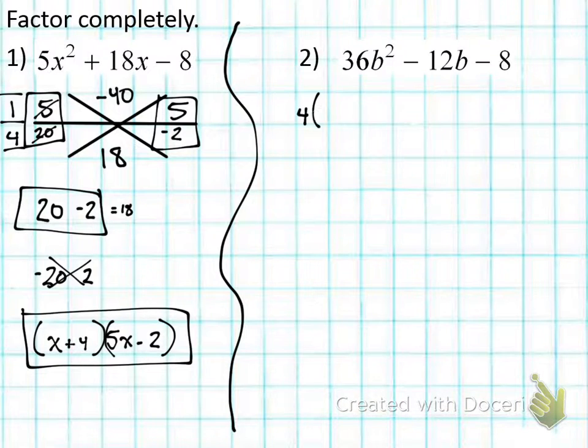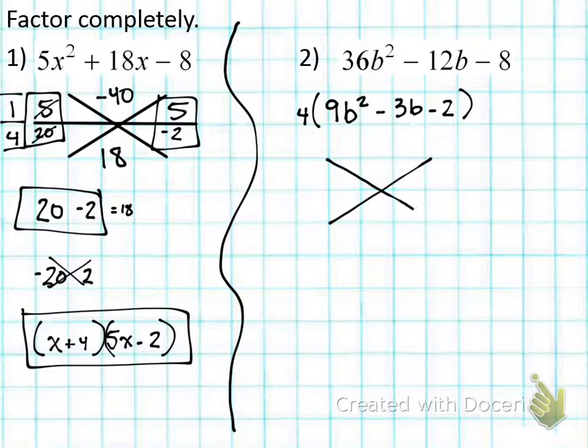So you got 4, open parentheses. 4 times what is 36b squared? 9b squared, right? Minus 3b. Minus 2. Okay? Then we're going to do an X box on the terms that are on the inside. We have A is 9. A times C is negative 18. B is negative 3. I asked myself, what times what is equal to negative 18 but adds up to negative 3?